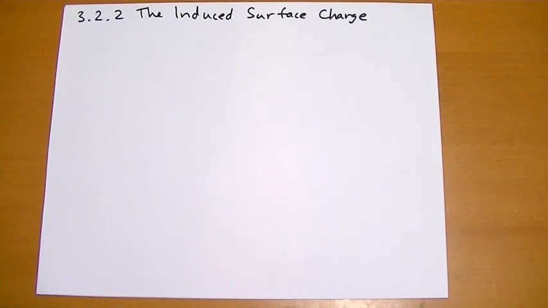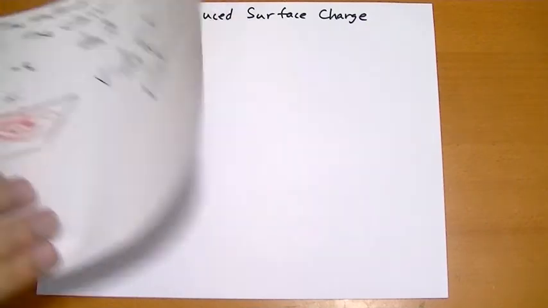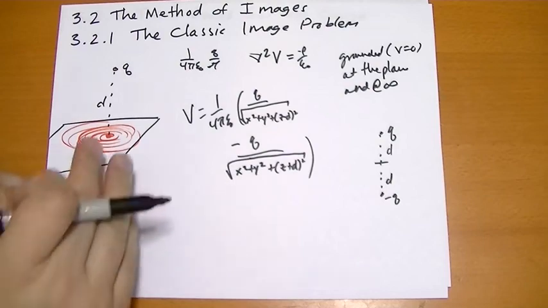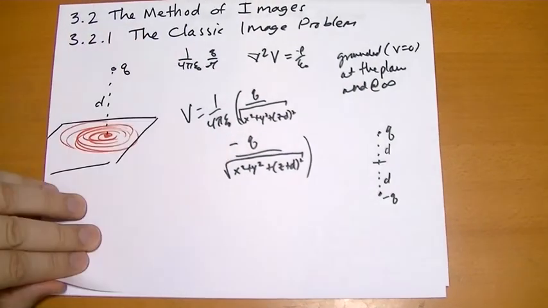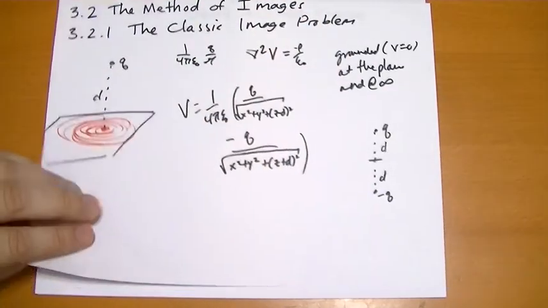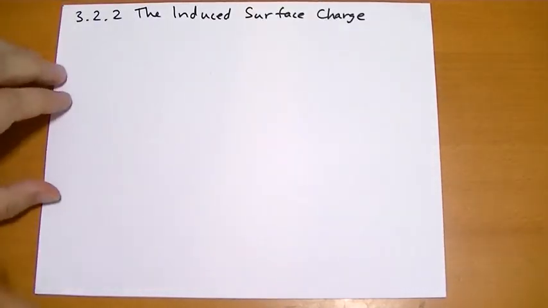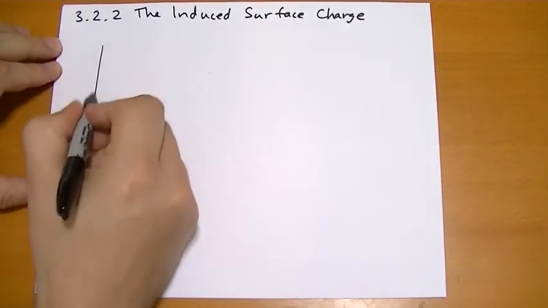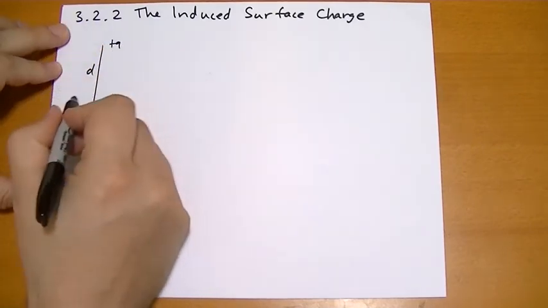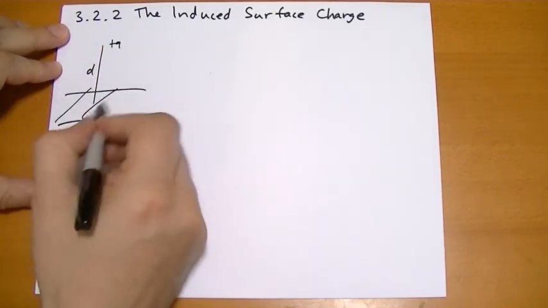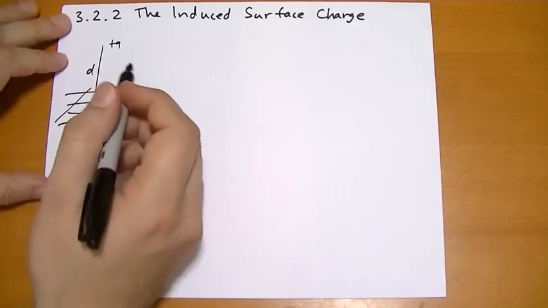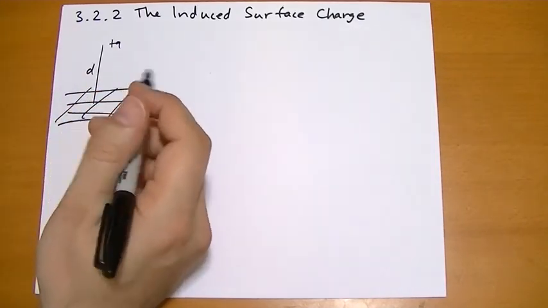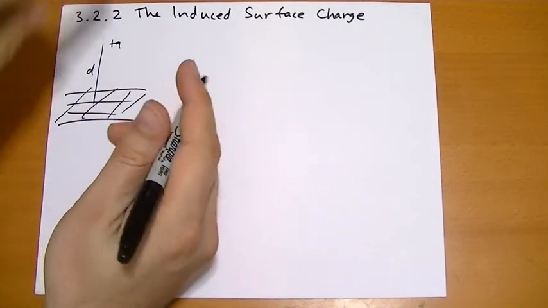Section 3.2.2. So we just solved the potential for this by writing down an equation that happened to solve the boundary conditions for a completely different problem. Let me recap. We have a charge plus q, a distance d over an infinite plane. It goes on forever. The potential at the plane is 0, and the potential at infinity is 0.